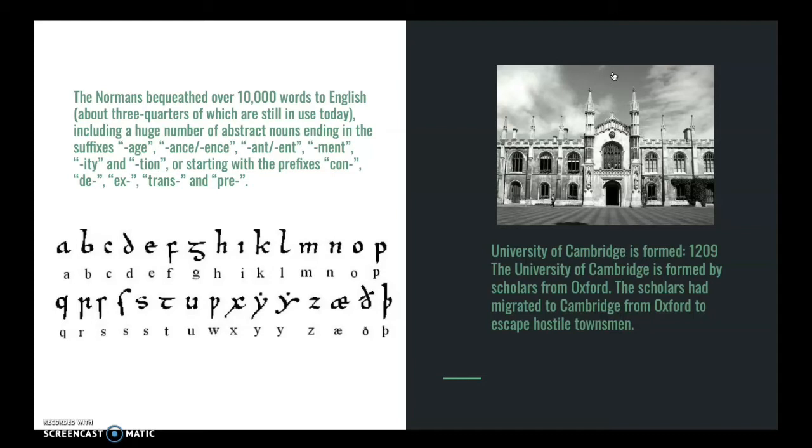Also, during this period of time, the University of Cambridge was formed by scholars from Oxford. These scholars migrated from Oxford to Cambridge to escape hostile townsmen.